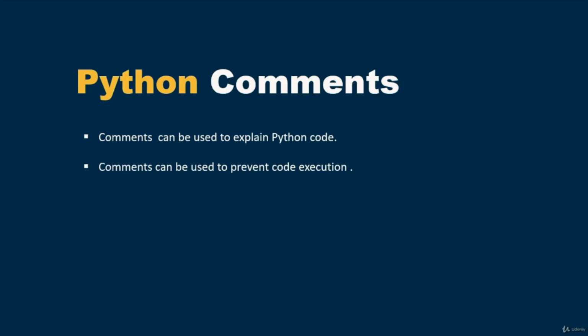There are two main types of comments in Python. We have a single line comment and a multi-line comment. The single line comment is represented by the hash symbol, while a multi-line comment, you can either represent it by 3 double quotes on either side of the code you want to comment, or you can have 3 single quotes on either side of the code you are trying to comment.